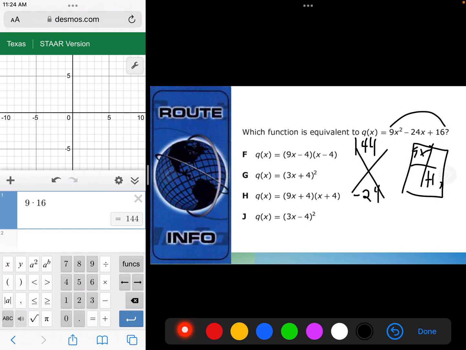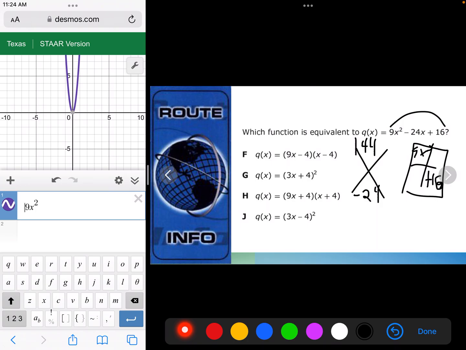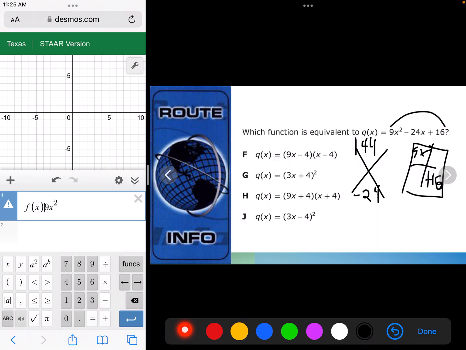What we did at the beginning of when we did factoring was we drew this x, we drew this box, and then we multiplied the first and last number, put it on top. So 9 times 16 is 144. We put B on bottom. We put the first term in the first box, last term in the last box. Okay, that's a lot of work. Now, there is an alternative.